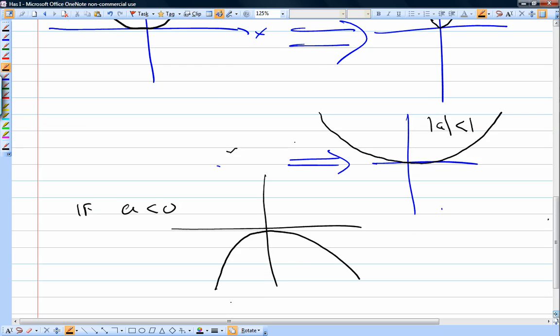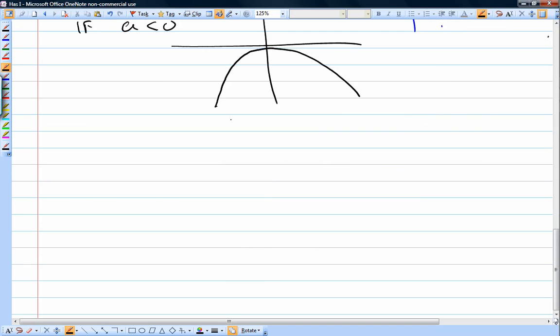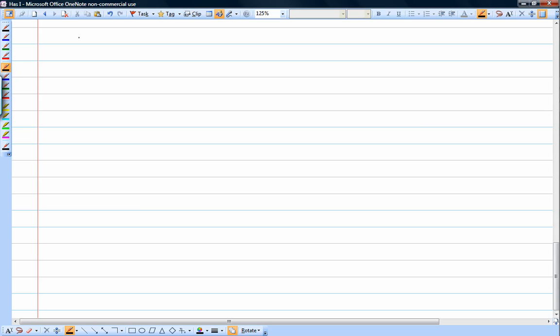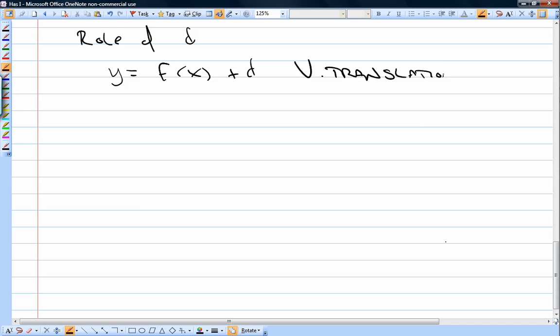Let's look at the role of D. So y equals f of x plus d. Okay, this was called vertical translation. And f of x went up if d was greater than 0, down if d less than 0. Pretty obvious and pretty intuitive.